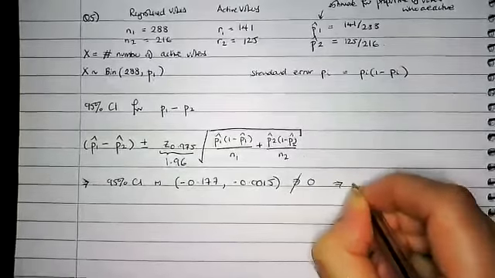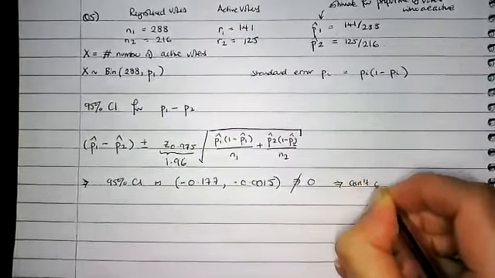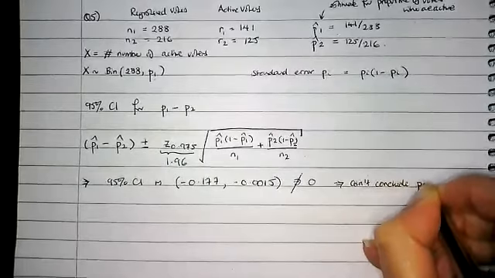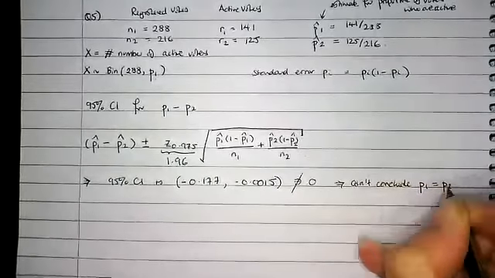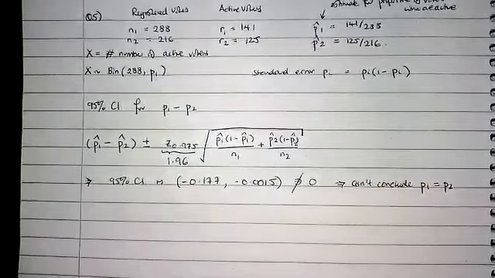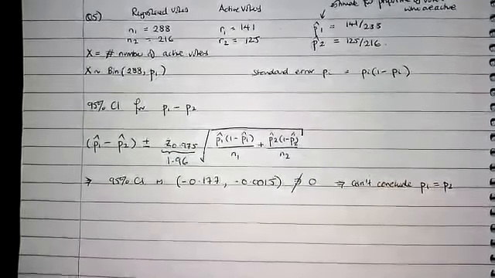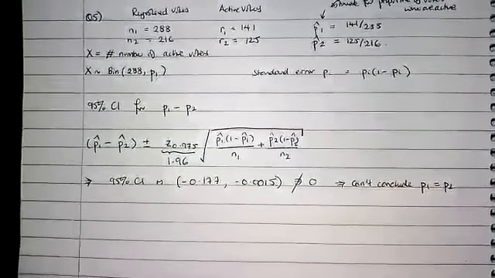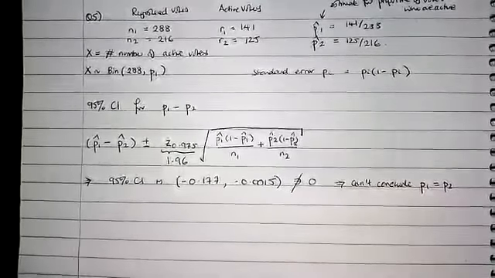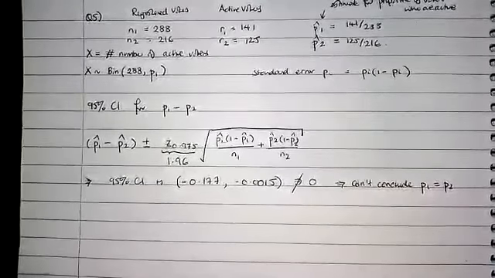So the two numbers are minus 0.177 and minus 0.0015. So we're pretty close to being able to conclude that P1 equals P2, but 0 is not actually in this range. So 0 is not in this interval. So we can't conclude that P1 is equal to P2 from the data that we've got. It looks like a close thing because that second number is very, very close to 0, really. But with the data that we've got, we can't conclude P1 is equal to P2.